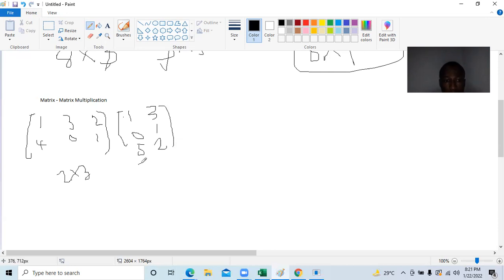So how do we do this now? This is a 3 by 2 matrix. Obviously, like I explained, this 2 will cancel this 2, and we're going to have a 2 by 2 matrix. But how do we do this now? We take the first plane, matrix 1, 3, 2, 4, 0, 1, and we multiply it by this first plane, 1, 0, 5.